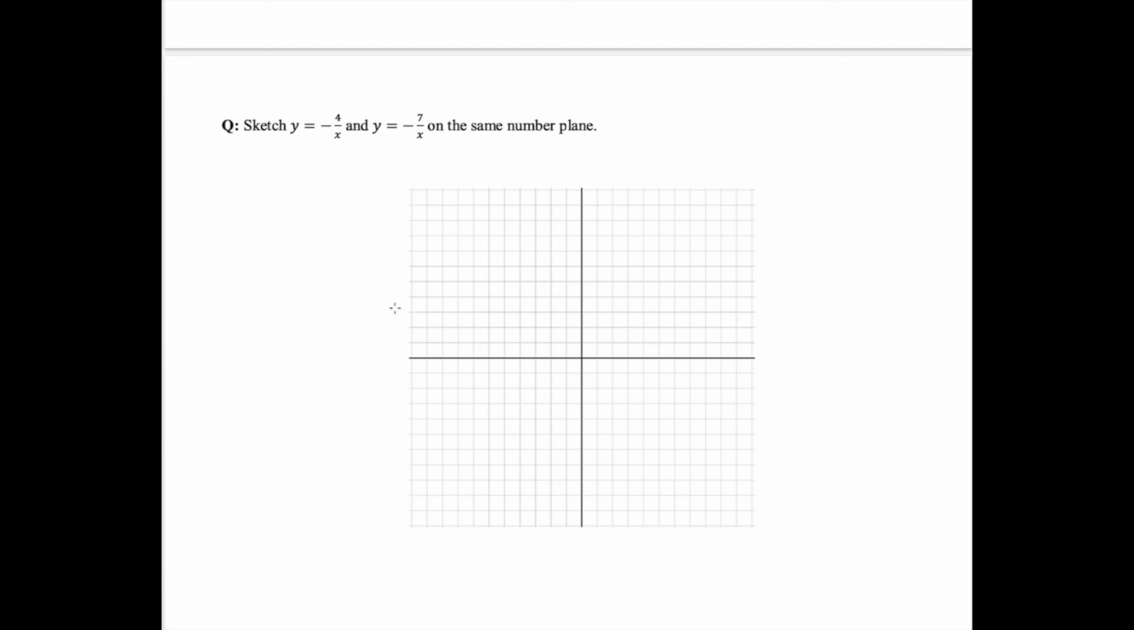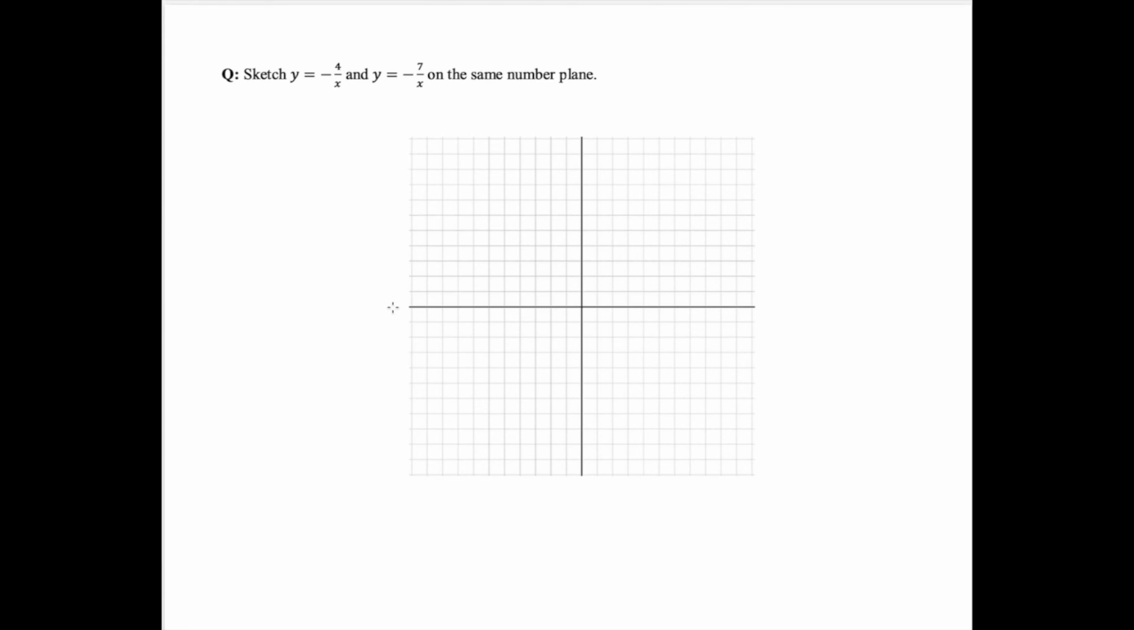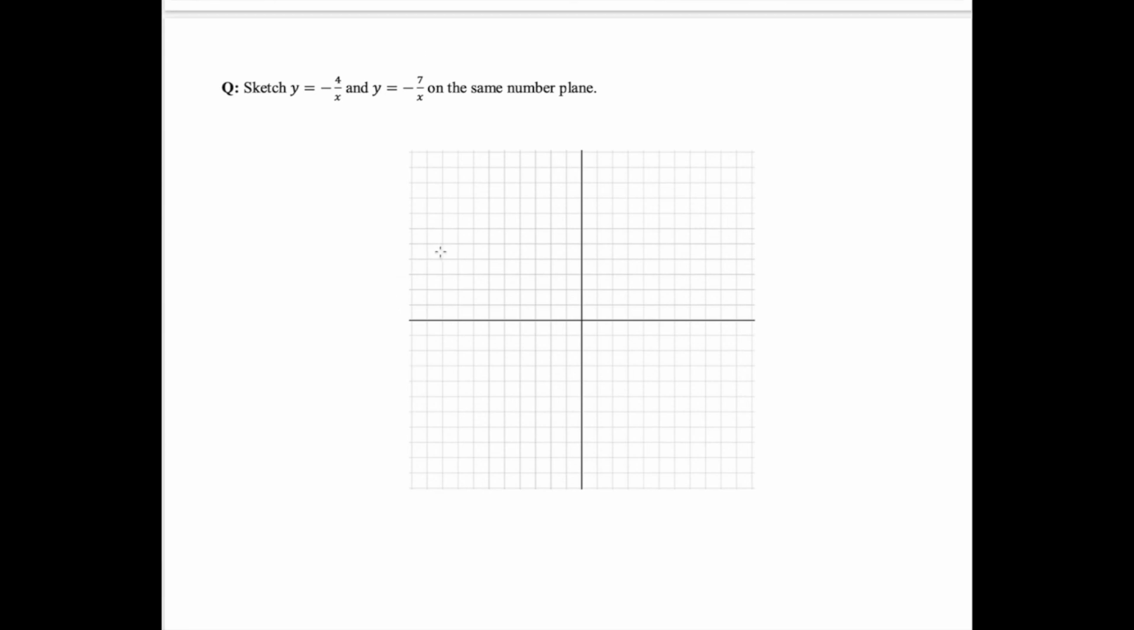So like I said before, when it comes to drawing these graphs, you do not have to do a table of values. What I'm going to do is just plot in 1 point, okay? And this will save you a lot of time in the exam. So for this graph, I'm just going to say when x is equal to 1, okay? So y is equal to minus 4 on x, okay? So when x equals 1, what does y equal to? y is equal to minus 4, okay?